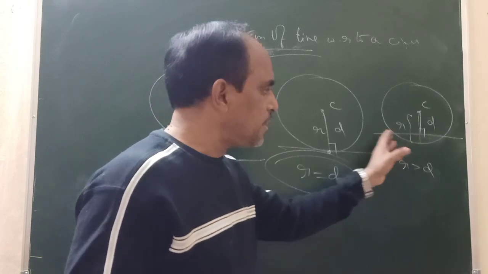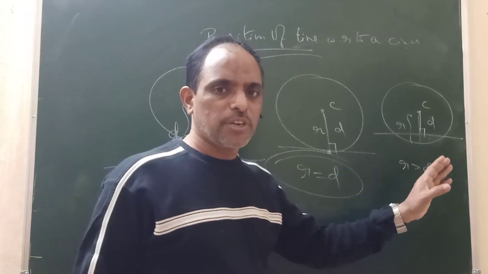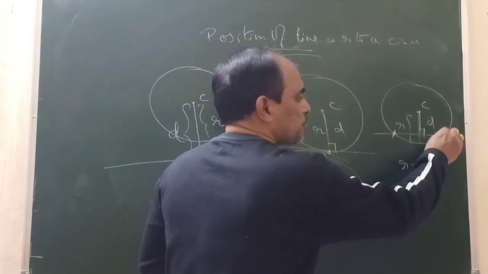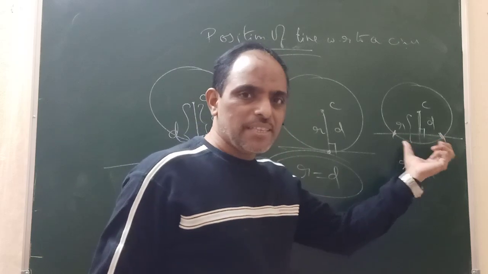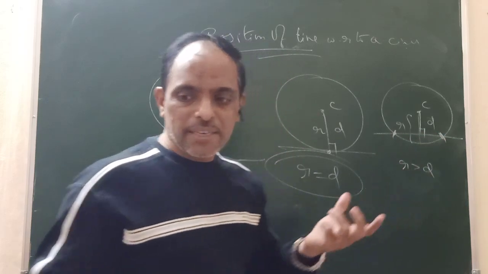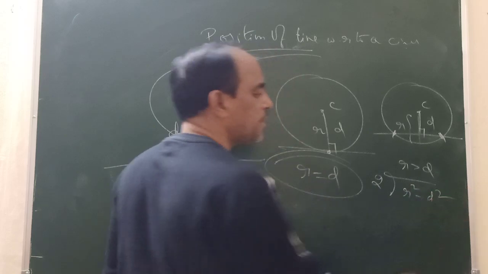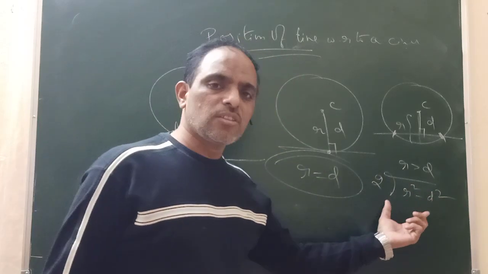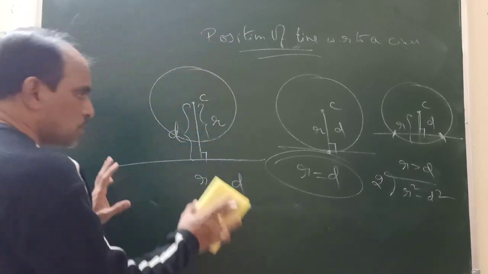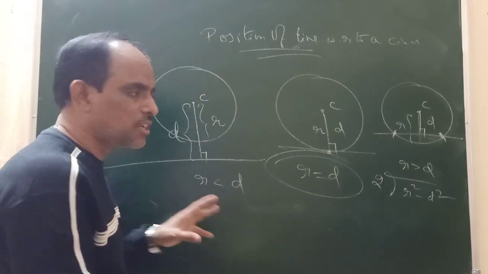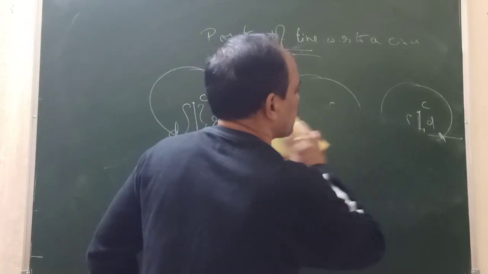Now, if a line cuts the circle at two distinct points, then R should be greater than D, and the segment of the line is nothing but a chord of the circle, and the length of the chord is 2 into root of R square minus D square. This is the length of the chord. So these are the three positions of a line with respect to a circle. This is called position of a line with respect to a circle.